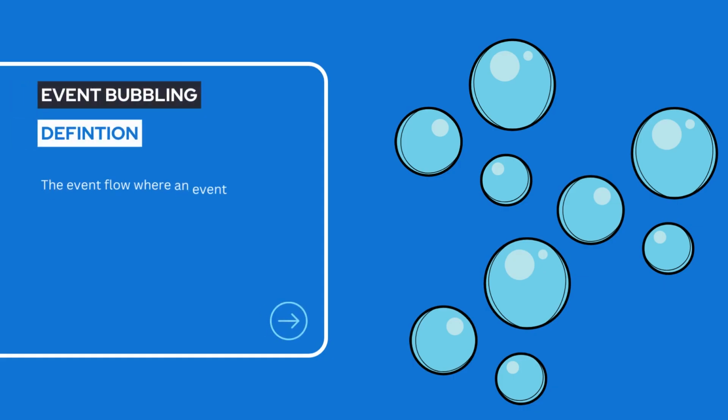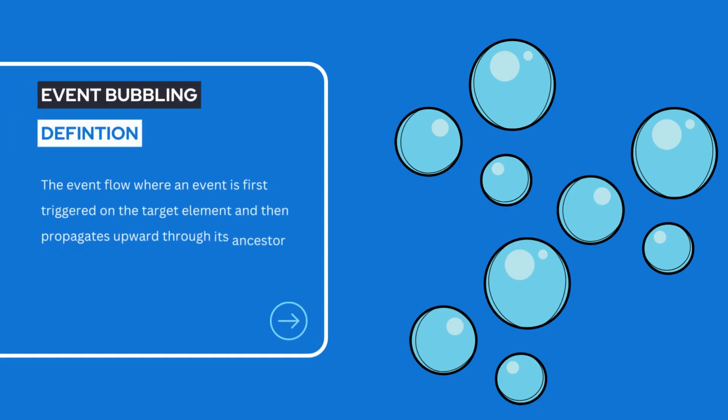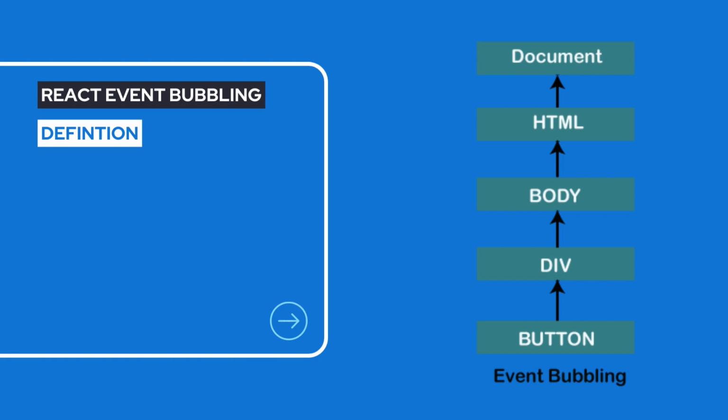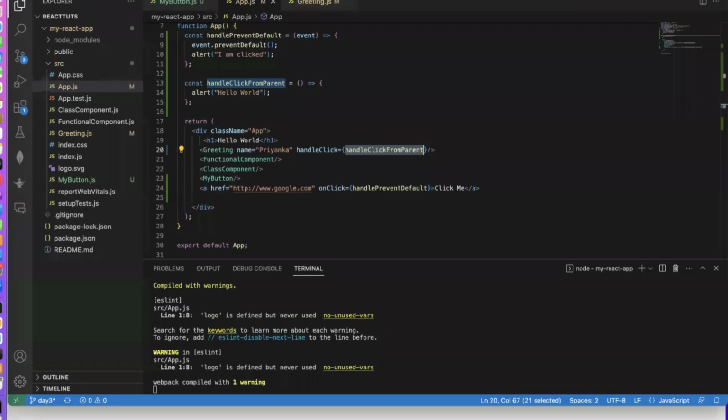Now let's see what is event bubbling, which is a fundamental concept in web development. When an event occurs on a nested element like a button inside a div, the event does not stay confined to that element. It bubbles up through the DOM, triggering the same event on parent elements. React's event system follows the DOM event bubbling principle. Events are first captured at the innermost child element and then bubble up to the outermost element.